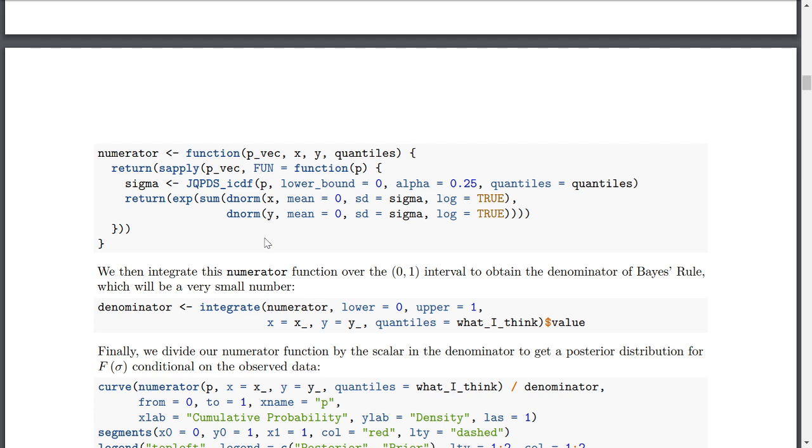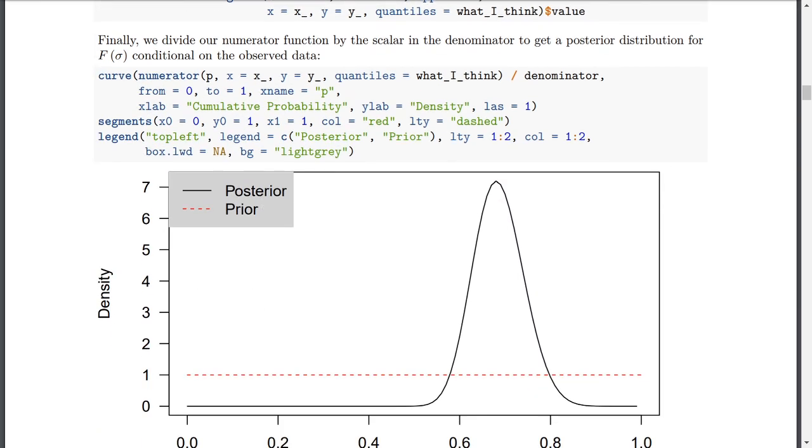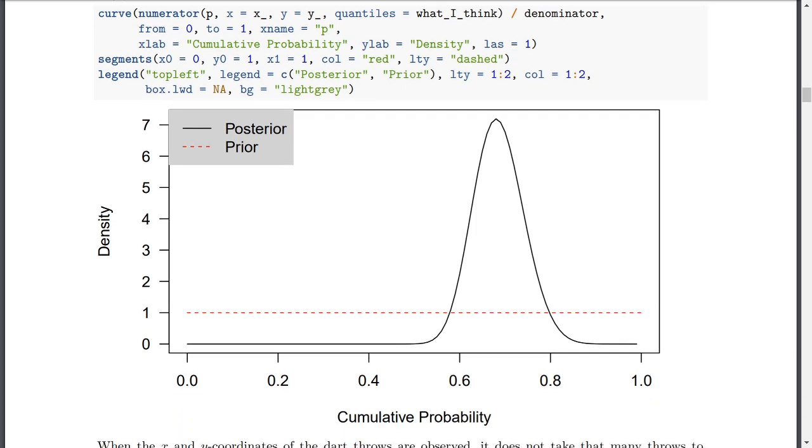Integrate that from 0 to 1 over the space of p in order to get the denominator, which will be some real small number. And then you can plot the ratio of the numerator to the denominator. It'll look something like this. So again, this is the posterior distribution of f of sigma. It's not necessarily the thing that you most want, which is the posterior distribution of sigma, but we'll get to that. But the important thing you can see here is the contrast between the posterior density and the prior density.